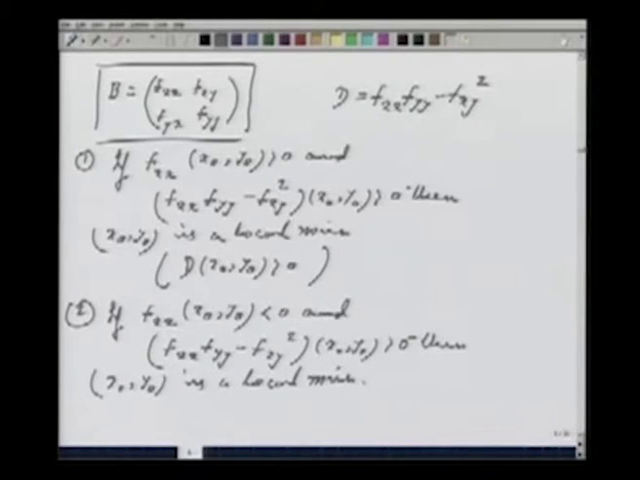Okay. Now problem starts when D is equal to 0 or D is less than 0. In those cases we are not going to prove anything. I will just let you know what exactly happens in those cases. There is not much to say about those cases, and then we will go to some examples to see how one applies these results to characterize maxima and minima.